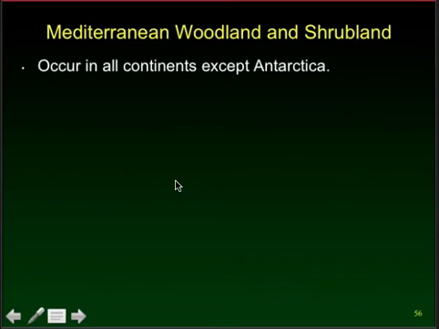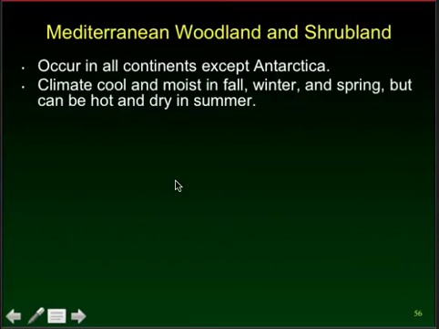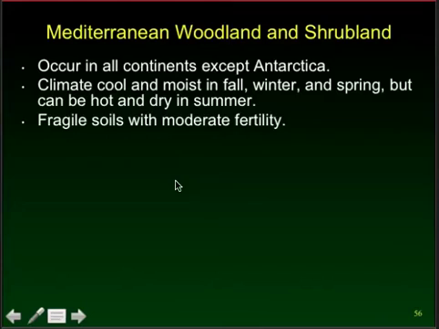Our next biome is Mediterranean woodland and shrubland, and this occurs in all continents except for Antarctica. The climate is cool and moist in the fall, winter, and spring, but it can be hot and dry in the summertime. The fragile soils have moderate fertility. The reason for this, though, is that the increase in rainfall, the increase in precipitation, provides the ability for some plant growth to occur.